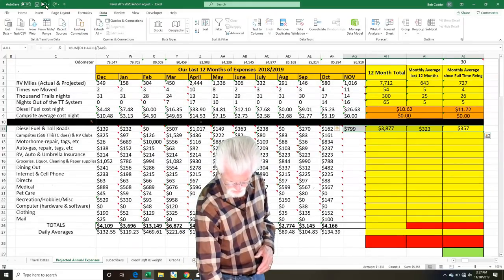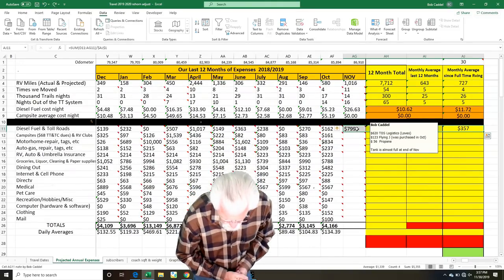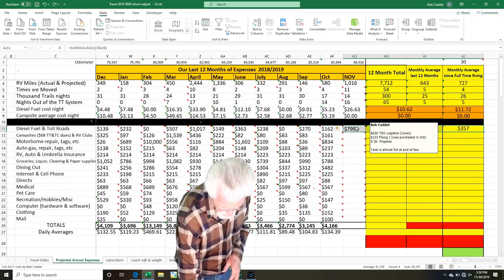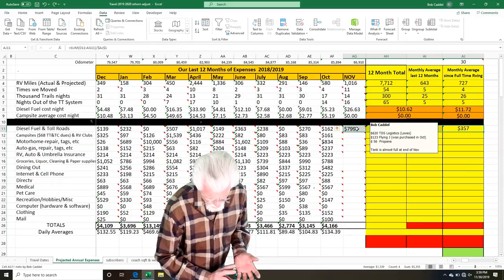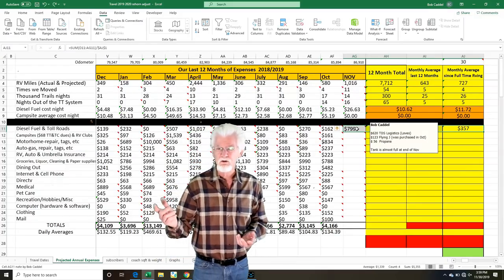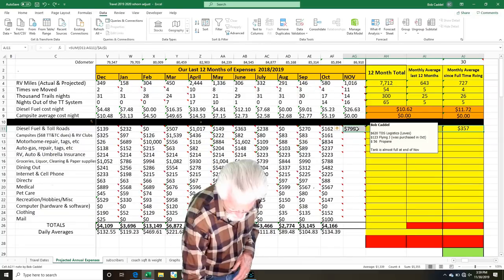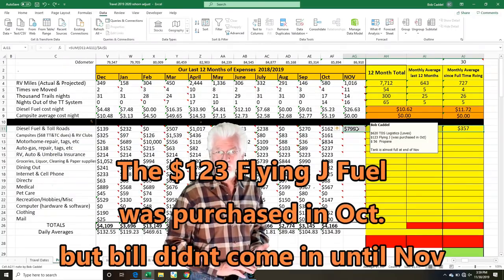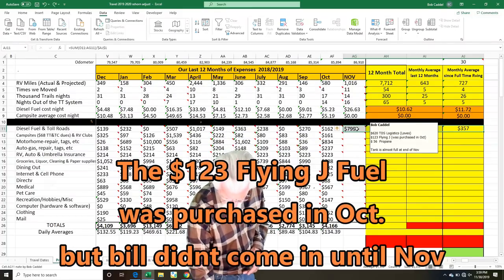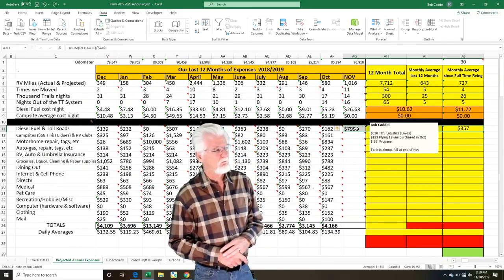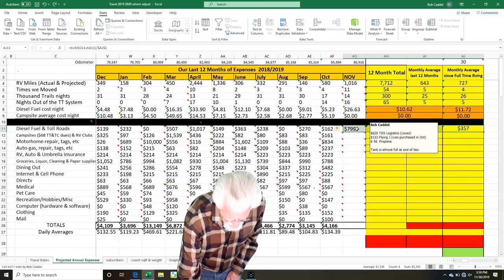For the month of November, to drive that 1,000 miles, we spent $799 on fuel. We spent $620 on diesel. We spent $123 through this TDS card, $123 at Flying J's. Really, we burnt the fuel in October, but the bill came in like on the 1st, so it got put in this month. And then we bought propane. We buy propane about once a year. We spent $56 on propane.